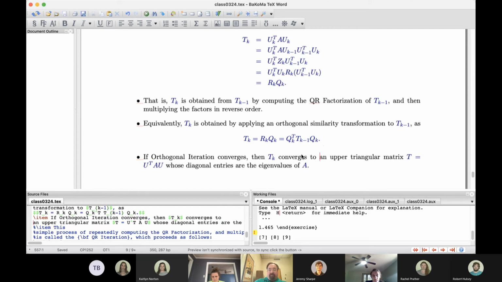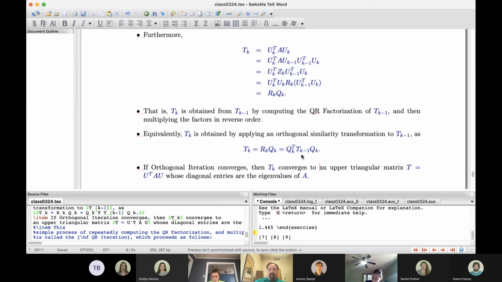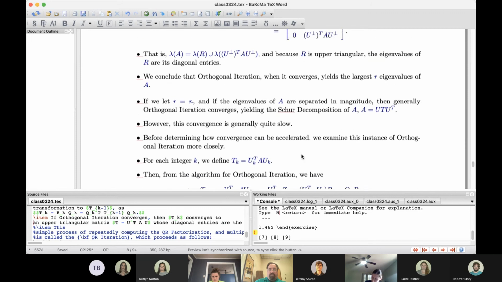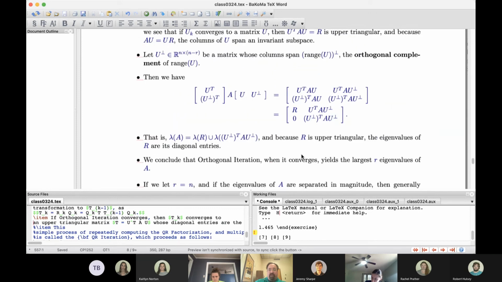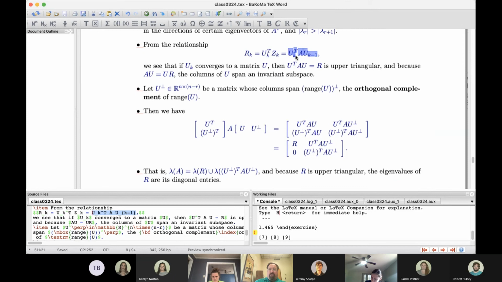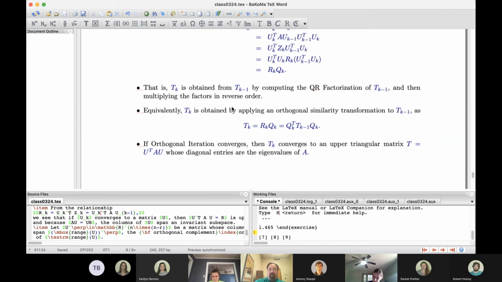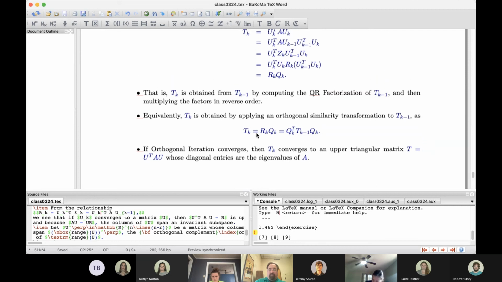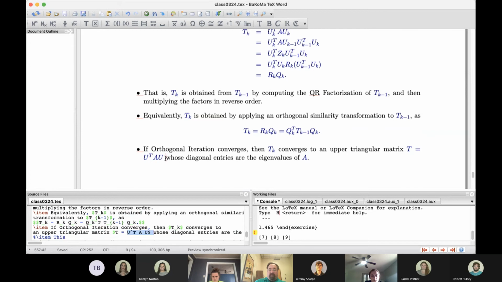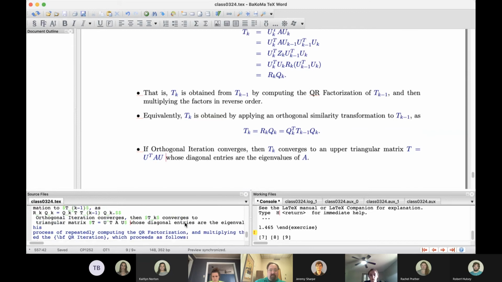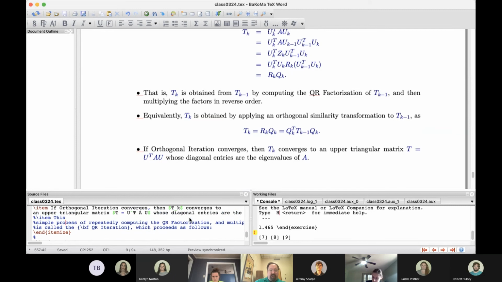The reason why we know that is from the earlier discussion of orthogonal iteration. This matrix, U_k transpose A U_{k-1}, is already known to be upper triangular. But if the U_k converge, these two matrices are the same. So in the limit as k goes to infinity, we get this, and therefore that is a similarity transformation as a Schur decomposition, and the result of this is upper triangular.